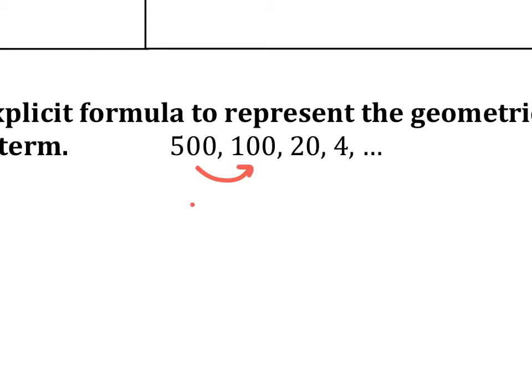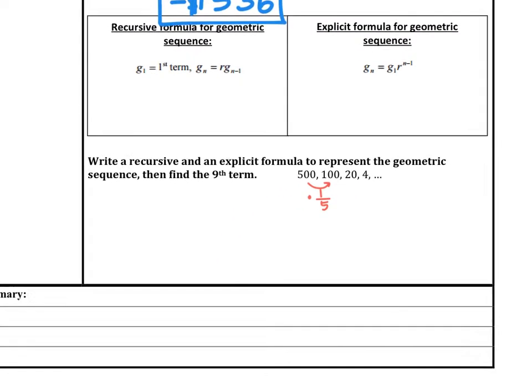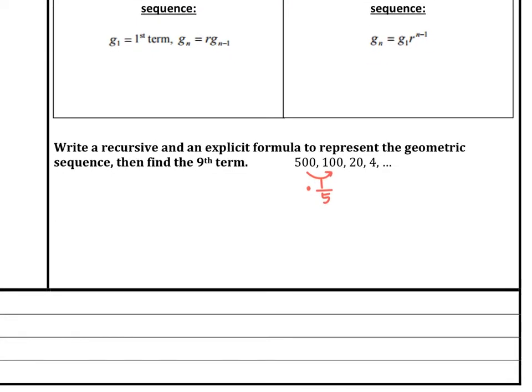500 to 100, that's dividing by 5. But remember, we don't use division for exponentials, and so instead of putting division by 5, I should put multiplication by the reciprocal, 1/5. So dividing by 5 is the same thing as multiplying by 1/5. That appears to be my common ratio for this problem. So let's just say that really quick. R is going to be 1/5, and I know that my first term, g1, is 500.